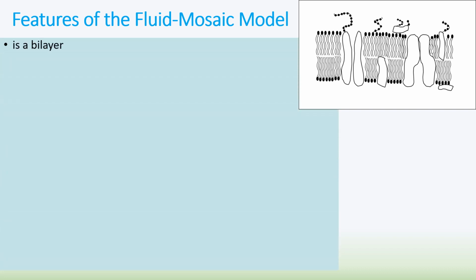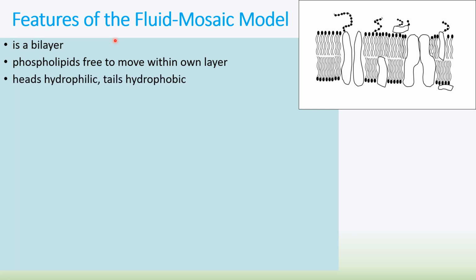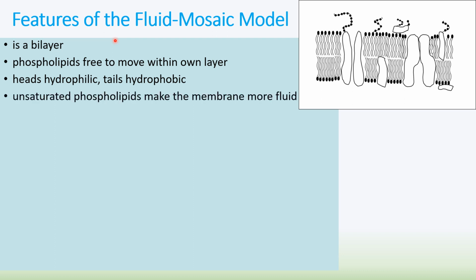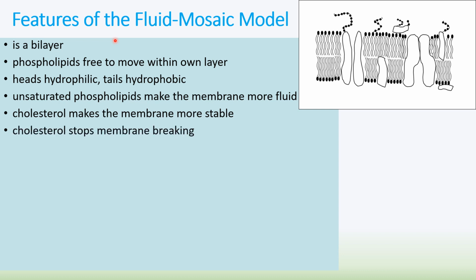So you need to know that it is a phospholipid bilayer. You need to know that the phospholipids are free to move within their own layer. You need to know that the heads of the phospholipid, which is the phosphate head, is hydrophilic, whereas the fatty acid tails are hydrophobic. You need to know that it has unsaturated phospholipids and also can have saturated phospholipids. And the more unsaturated phospholipids, which we'll talk about in a moment, the more fluid the membrane is. Cholesterol will make the membrane more stable, and cholesterol stops the membrane breaking apart.